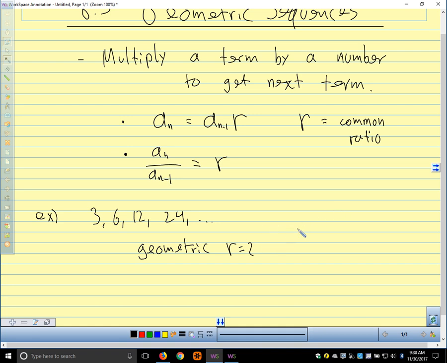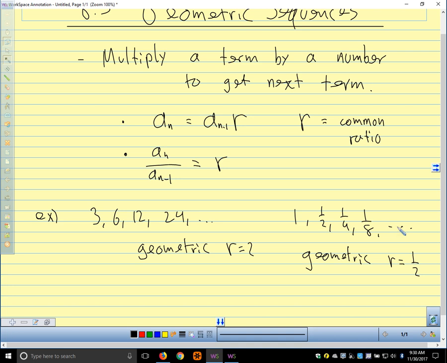How about 1, 1/2, 1/4, 1/8, dot, dot, dot. Geometric? Yeah? What's our common ratio? r equals 1/2 or 0.5. We multiply each term by 1/2 and we get the next term. With this kind of geometric sequence, there's something special that happens. We'll talk about that in a little bit.